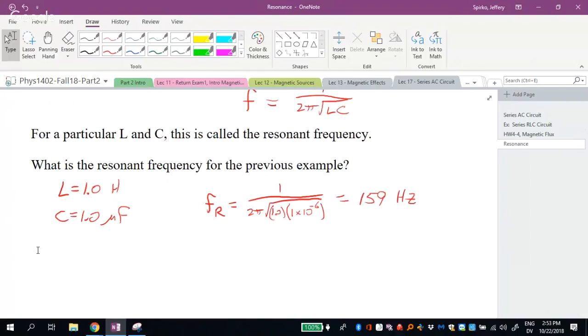Is that right? I haven't recalculated that value in like 3 years, so I don't know if it's right. Yeah, 159 hertz.